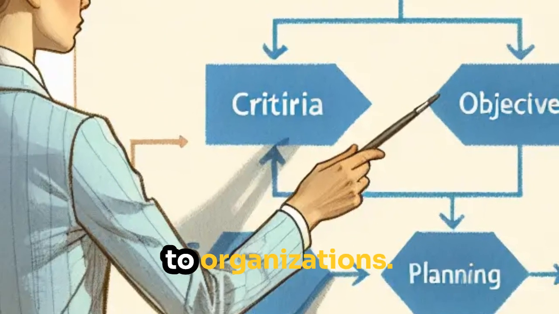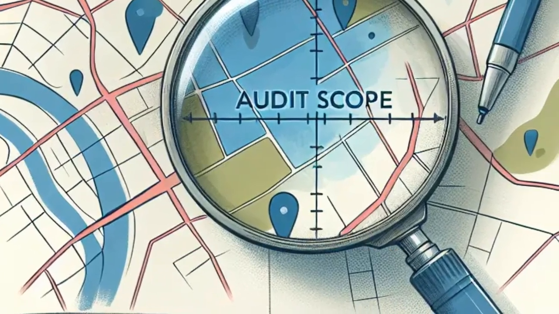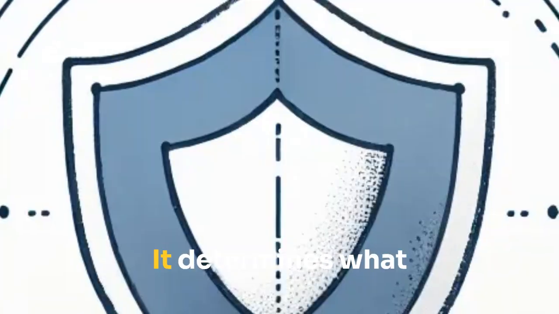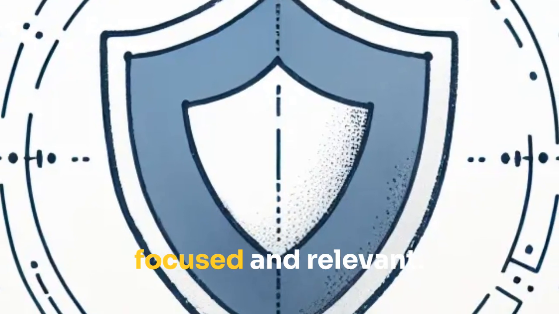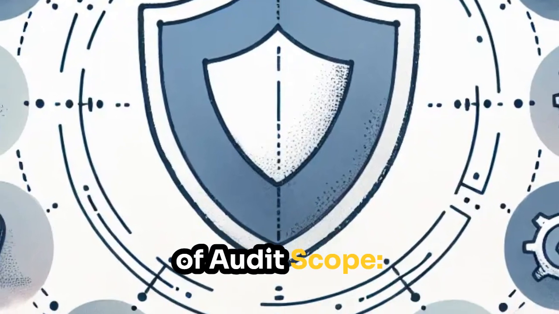1. What is audit scope and how to define it? The audit scope defines the boundaries and extent of an audit. It determines what will and will not be included, ensuring the audit remains focused and relevant. Key elements of audit scope.